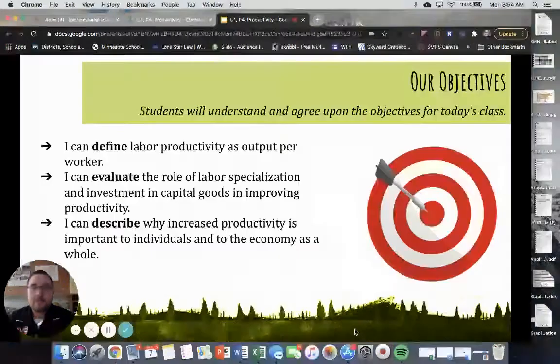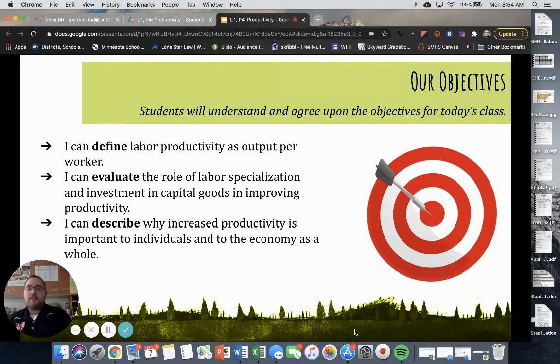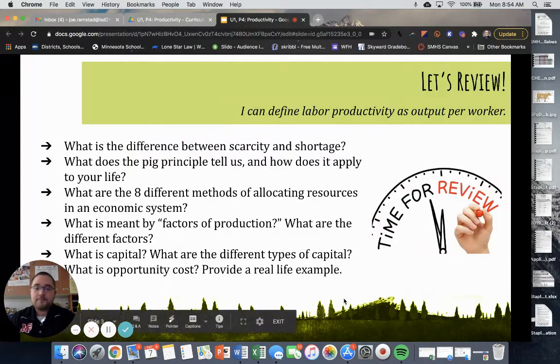So let's get started. Our learning targets for today are as follows. I can define labor productivity as output per worker. I can evaluate the role of labor specialization and investment in capital goods in improving productivity. And lastly, I can describe why increased productivity is important to individuals and to the economy as a whole.